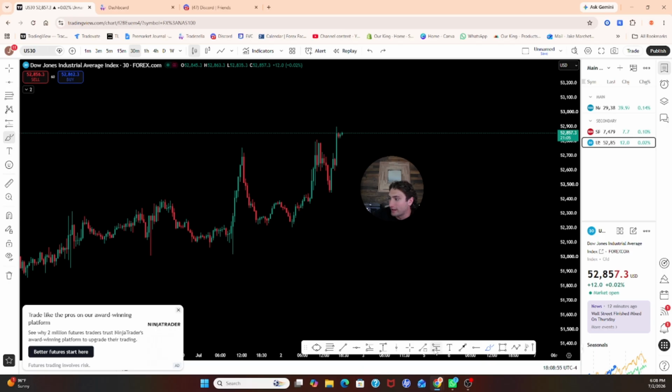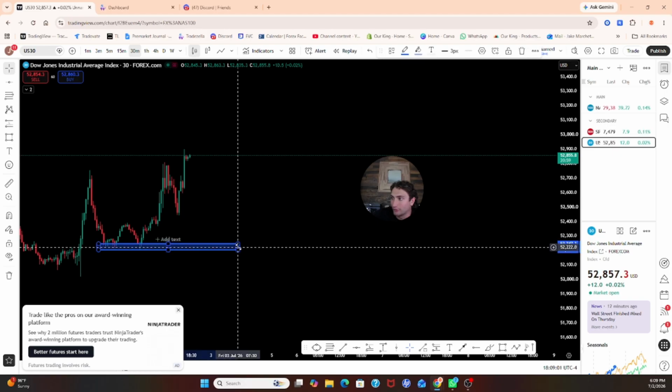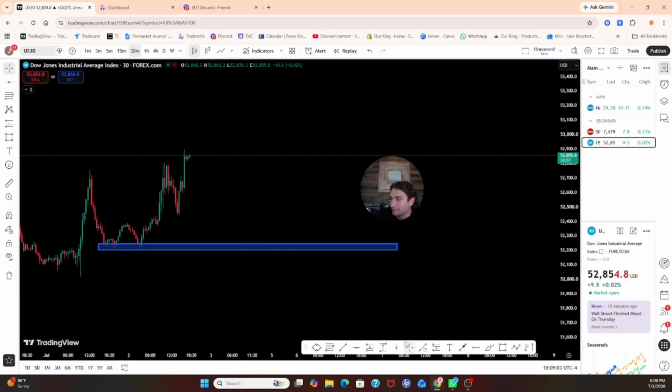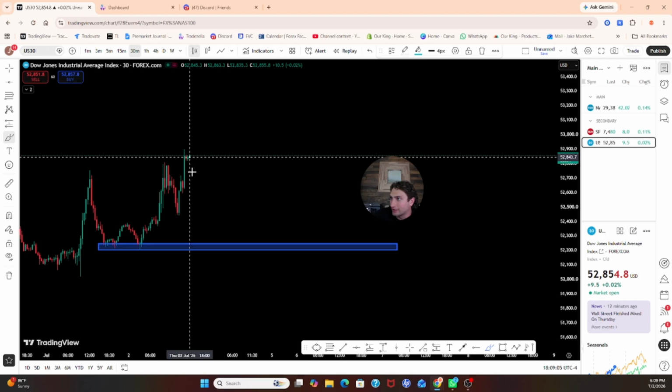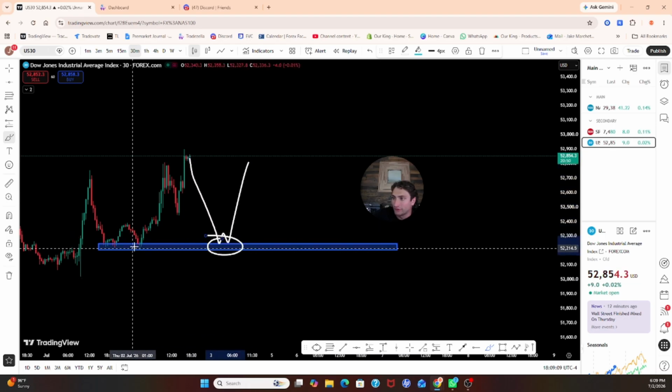So this is where I would take my box and I would just draw something that looked like this. And obviously I would extend it out a little bit. And then if price ever came back down to this area, I would be able to say, okay, I want to look for price to make another reaction off this area, just like it did previously.